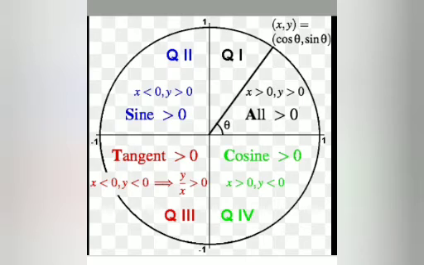In quadrant fourth, cos theta is positive, as x coordinate is positive and y coordinate is negative. That implies sin theta is negative. Also tan theta is negative. Thus, in quadrant fourth, cos theta and its reciprocal are positive and all other trigonometric ratios are negative. Thus, in quadrant first, all trigonometric ratios are positive. In second, sine and its reciprocal are positive. In third, tangent and its reciprocal are positive. In fourth, cosine and its reciprocal are positive.